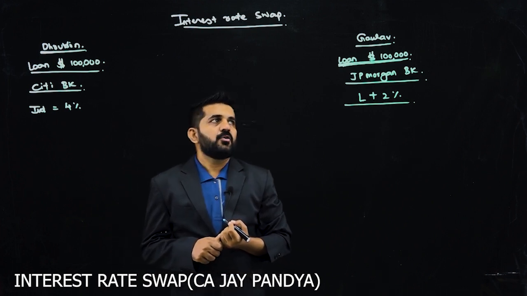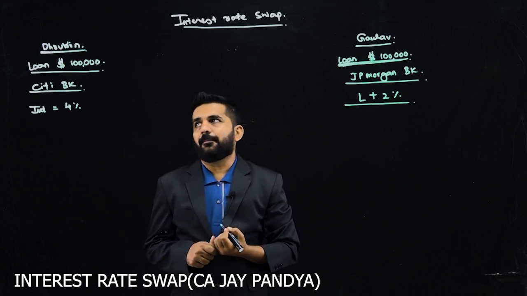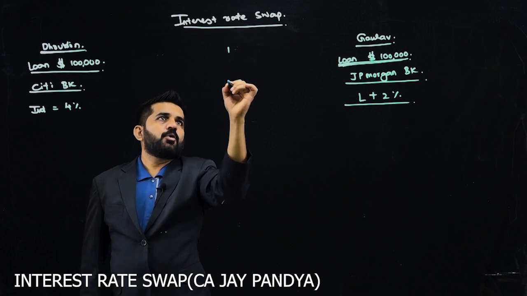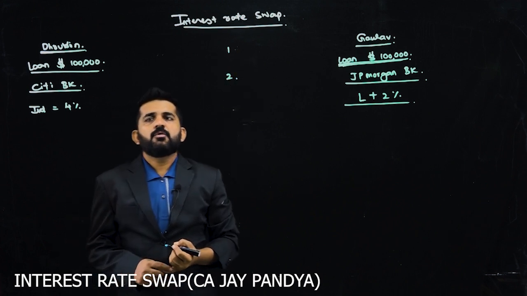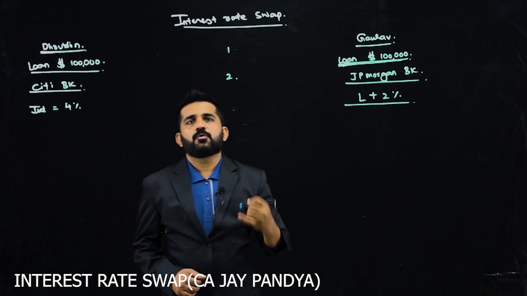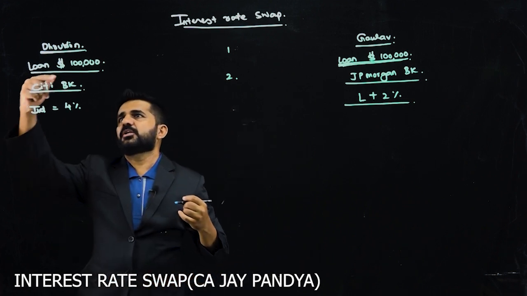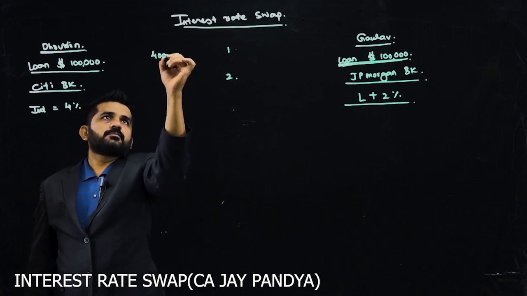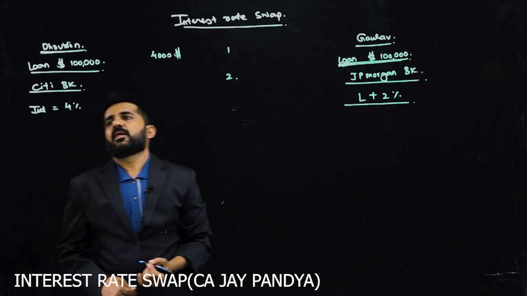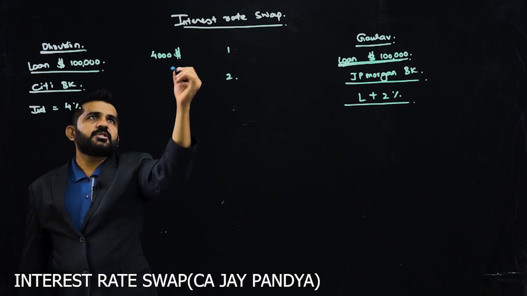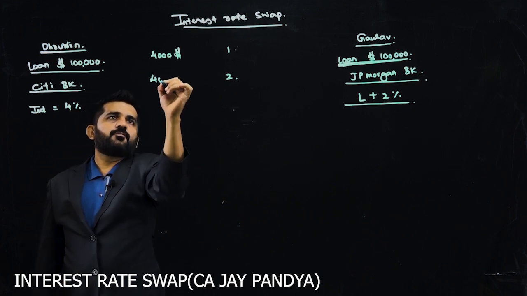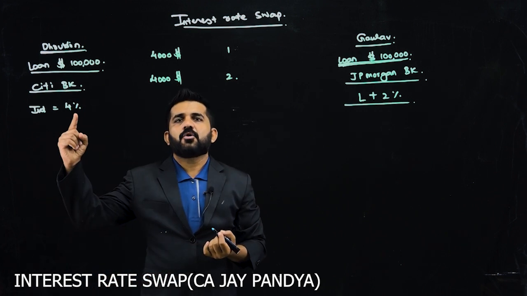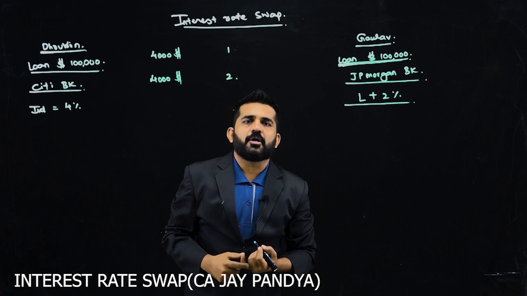Now let us understand for first 2 years what will happen. Now it is very simple. What will happen for first year and what will happen for second year. We'll be also considering what will happen in third, fourth and fifth year. But in first year, Dhruvin is liable to pay interest of $4,000. In second year also, Dhruvin is liable to pay interest of $4,000. As he is paying a fixed rate of interest, he is liable to pay $4,000 every year.